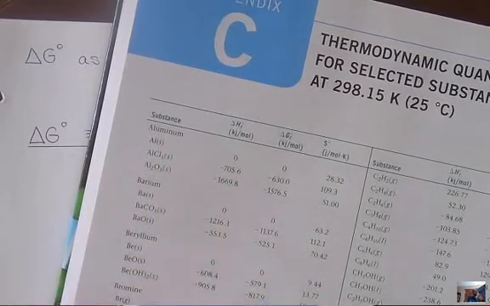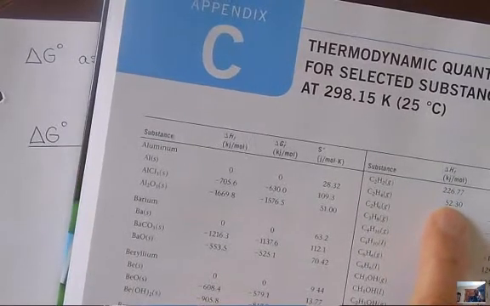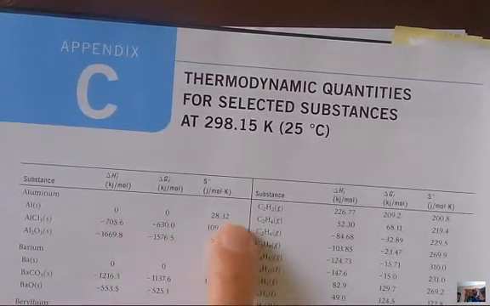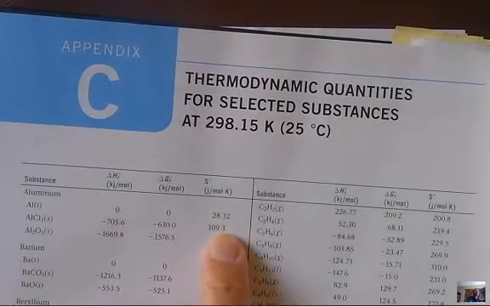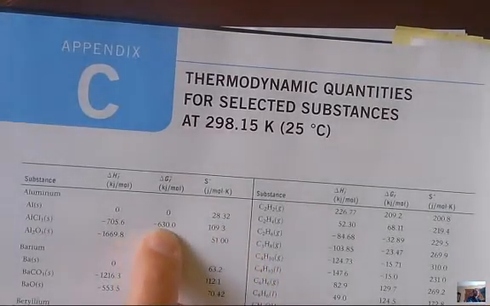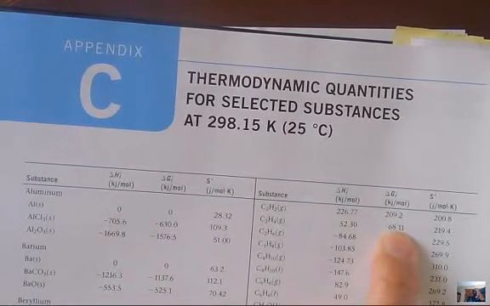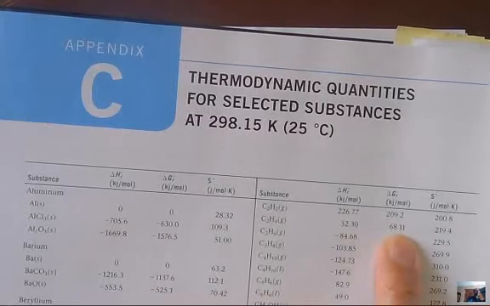If you have something with a positive number, you don't have that many with a positive number. Here's one. Oops, sorry, this one, negative 63. Here's one with a positive number. That means that the equilibrium constant to make this from carbon and hydrogen would be very, very small, okay?